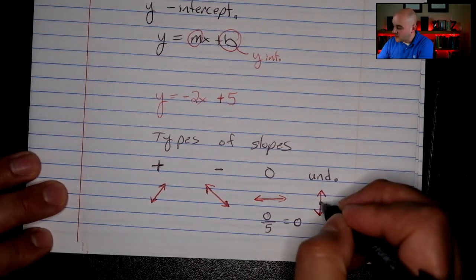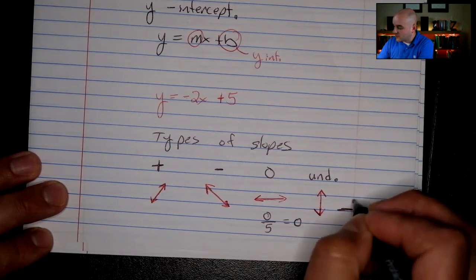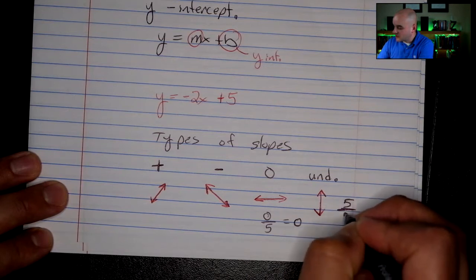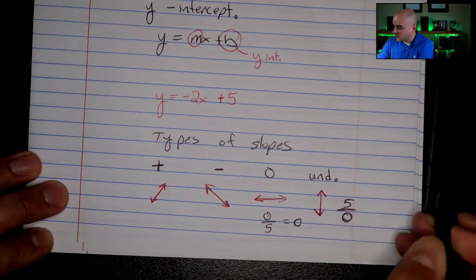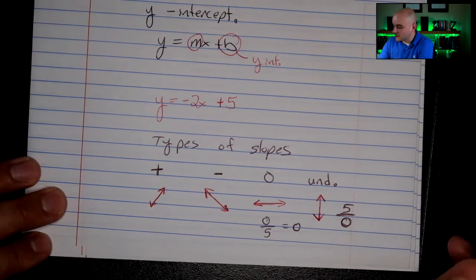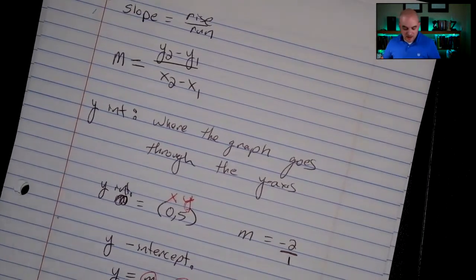If it's undefined, then we're going up and down whatever we want. Let's say it's 5 again, but we're going left or right. Our x value is changing none at all. Well, you can't divide by 0. So that's why it's undefined there. Okay. So those are the 4 different types of slopes that you can have.